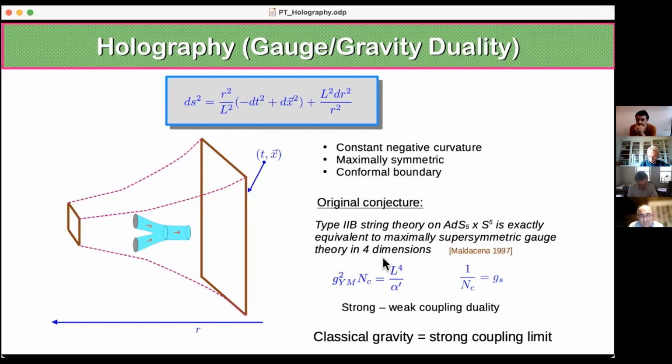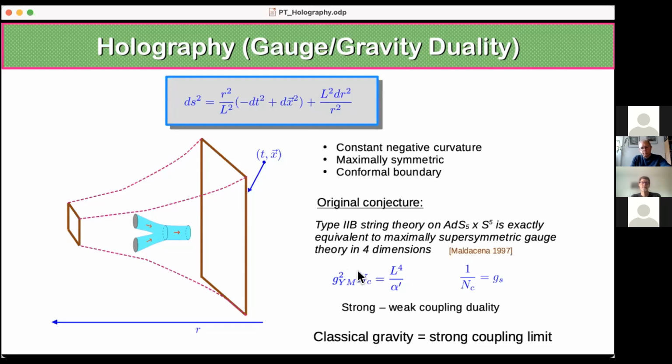is exactly equivalent to maximally supersymmetric gauge theory in 4 dimensions. So maximally supersymmetric gauge theory is a unique theory. The matter content is completely determined. It consists of a gauge field, 4 gauginos and 6 scalar fields. You cannot add anything more to it. And it can have just a gauge group of rank N, Nc. And then the map from the string theory variables to the field theory variables is given here.